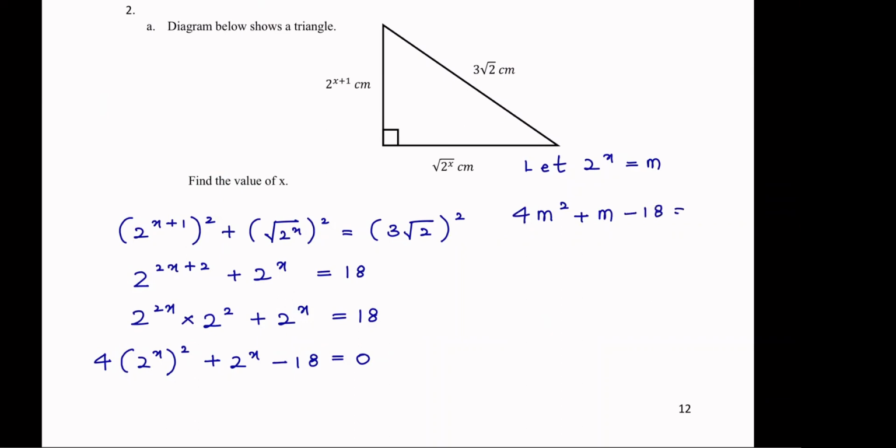You see, it's become a quadratic equation actually. So you can use calculator to factorize that. So 4, 1, and negative 18 is m minus 2, 4m plus 9. Thank you. Okay, these are the two values. Okay, so your m is 2. Another one is m is negative 9/4.